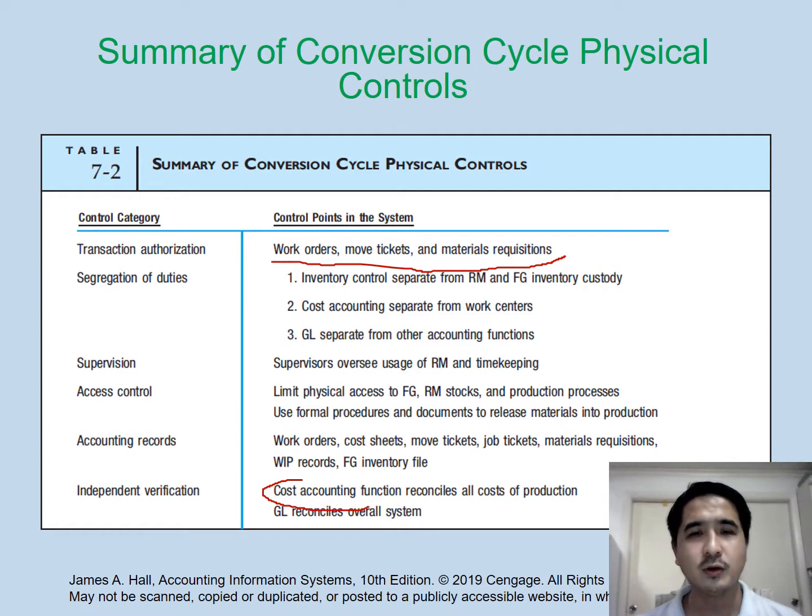As you can see earlier, there are documents coming from three sources: the production planning, the inventory control, and the work center. So information from those or documents from those three departments will be received by the cost accounting. So they reconcile it, then they perform recording activities specifically related with WIP.